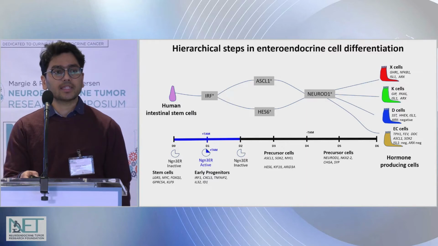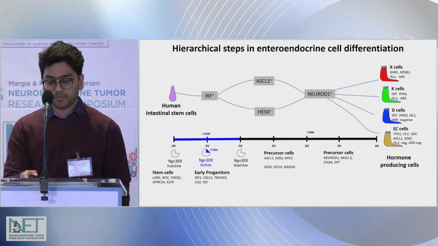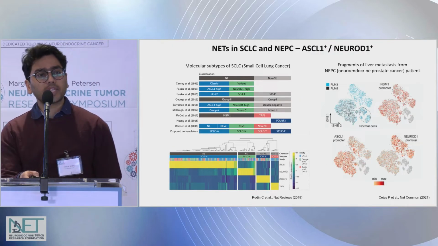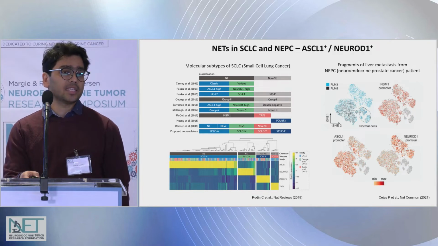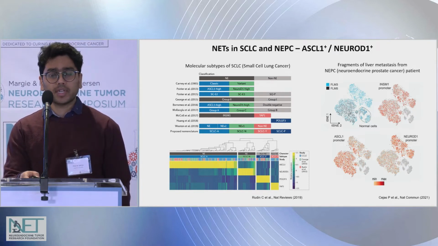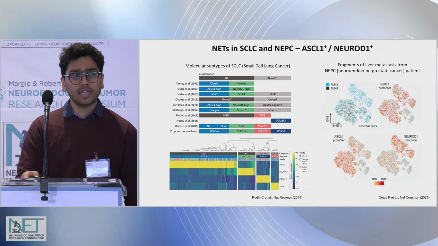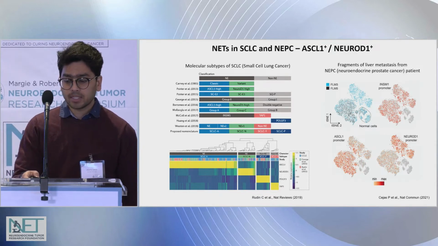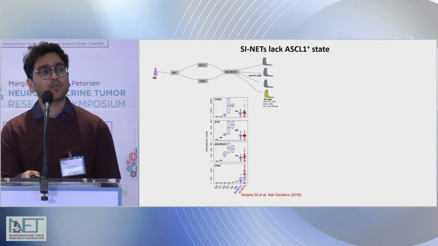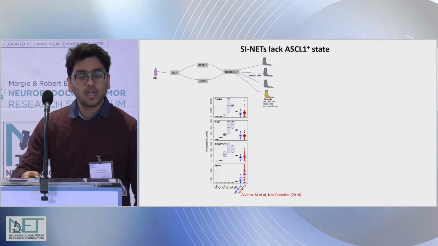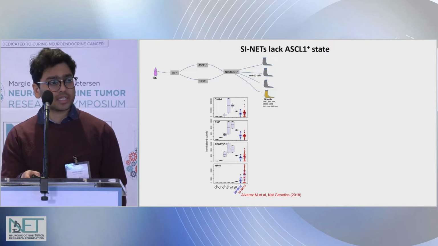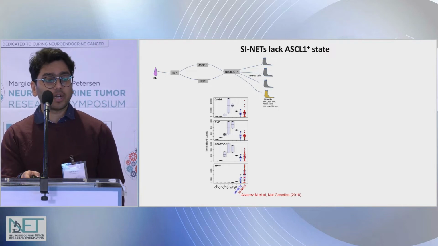Here, the terminal cells are arising from a NeuroD1-positive state, which comes from an ASCL1 or an HES6 enriched state. Interestingly, various groups have previously shown that NETs in small cell lung cancer or prostate cancer are generally of two molecular subtypes, that is either ASCL1 enriched or NeuroD1 enriched. Since in our system we are seeing an ASCL1 preceding state before NeuroD1, we compared 13 in-house sequenced SINETs and publicly available 44 SINETs from Alvarez et al.